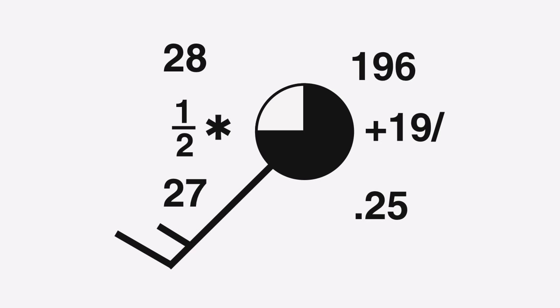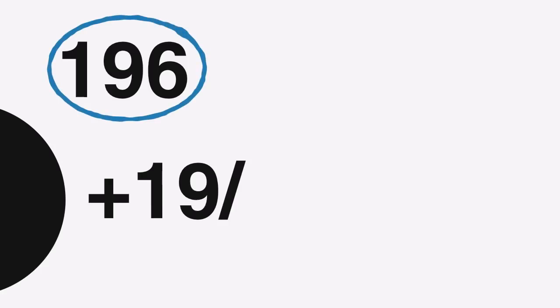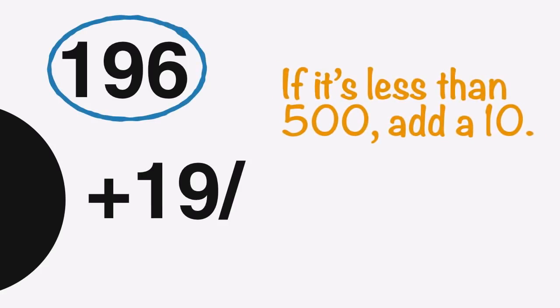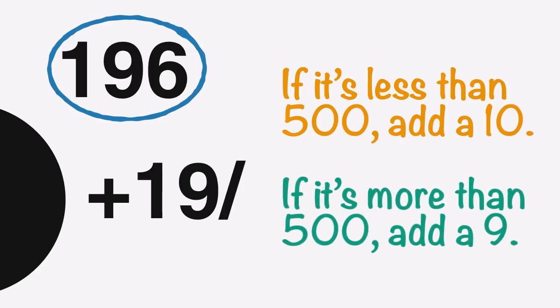So if we go back to our example, it says 196. So we have to figure out what that actually is in the full version. So in this case, instead of shortening, we're lengthening. We want to know what this number is. So we have a very simple rule to convert this. And the rule is this. If the number on the station model is less than 500, then you're going to add a 10 before it. If it's greater than 500, then you're going to add a 9 before it.